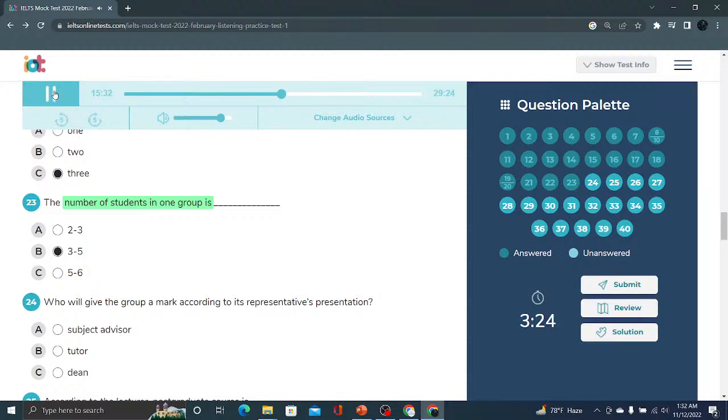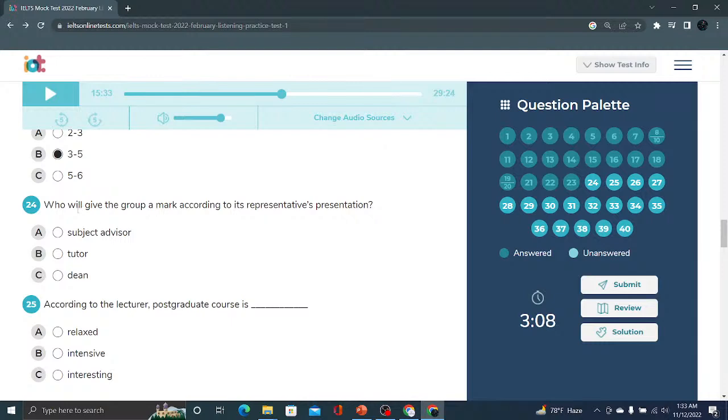So she was asking how many people would be in a group, and he replied about 3 to 5. So that's why the answer would be option B. Okay, let's move on. Who will give the group a mark according to its representative's presentation? Who will? Okay.